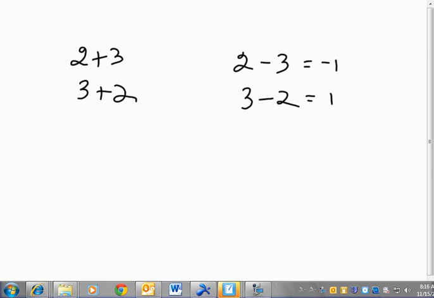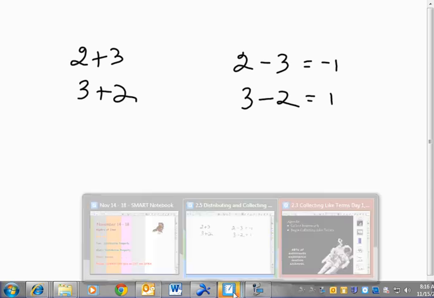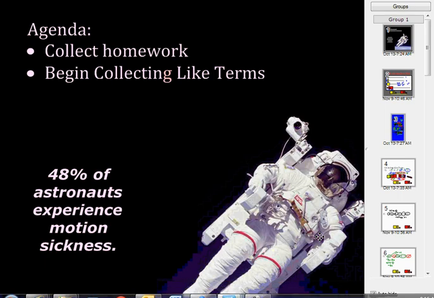They're not the same answer. So I can't switch order when I do subtracting. Same with dividing. So you have to be really careful about what your operations are. Things do not always apply in every single situation.